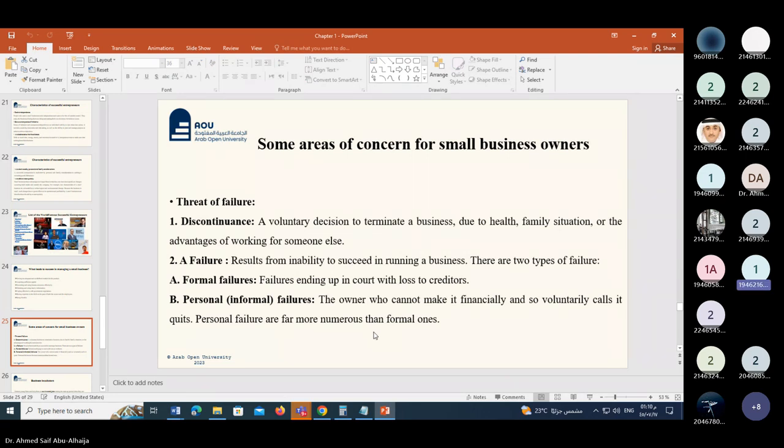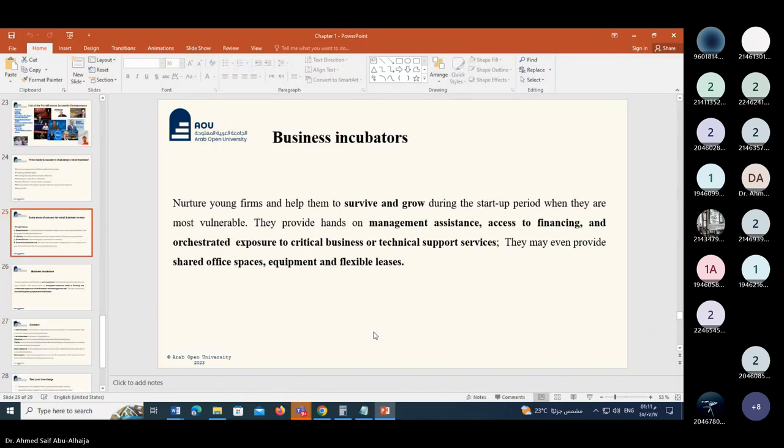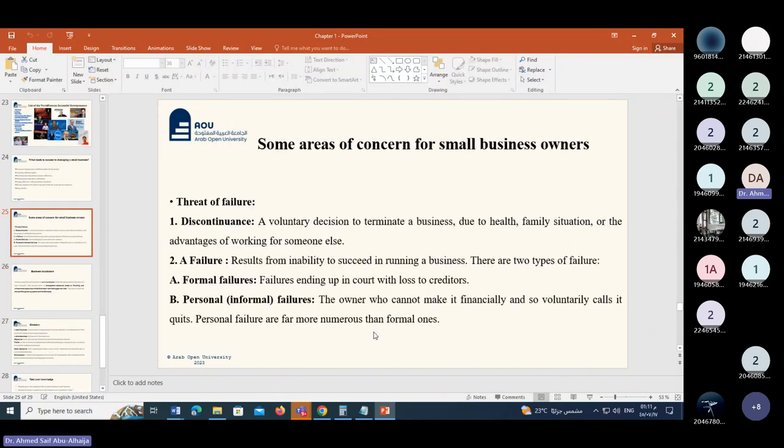Yeah, clear, doctor. طيب أعتقد هذا ربما في آخر المواضيع. Some areas of concern for small business owners. في عنا threats of failures. Threats of what? Failures. الفيلير كي أنواع.